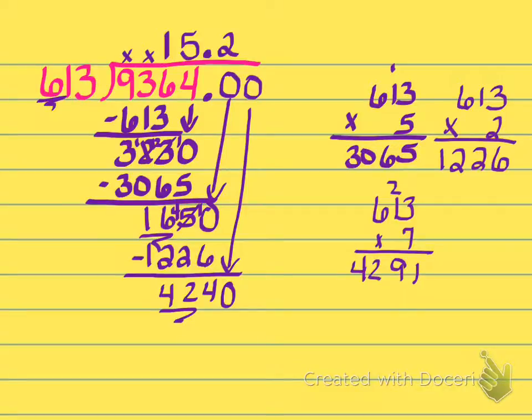Okay, now if you notice here, I have, over here on the right, I have 4,291, but look what I have over here. I only have 4,240. So my guess of 613 times 7 is too big because I'm going to get a number that's bigger than what I have. So that means I've got to go one lower. So this is an example where I guessed the number, I checked it, it does not work. And so therefore I have to guess again.